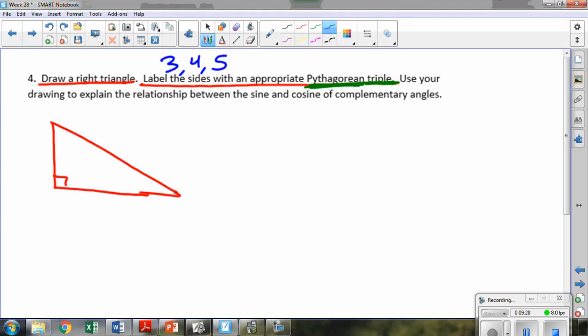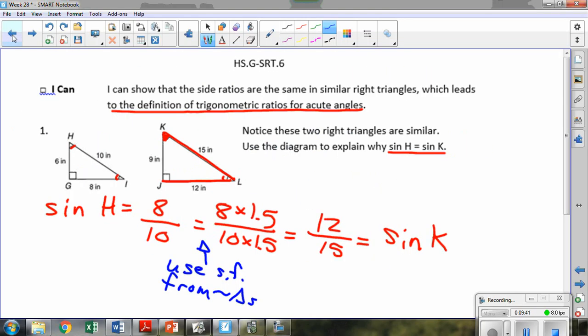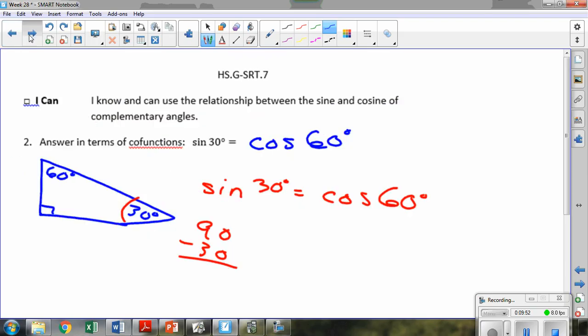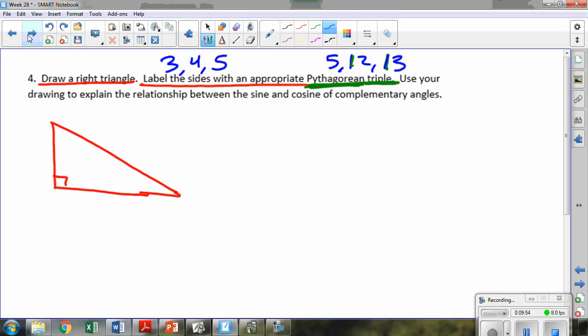And 5, 12, 13 is another really, really common Pythagorean triple. And frankly, if you can't remember either one of them, hello, you've got 2 examples sitting right there: 6, 8, 10 and 9, 12, 15. They're both Pythagorean triples. So label them however you want. What numbers do you want to use?